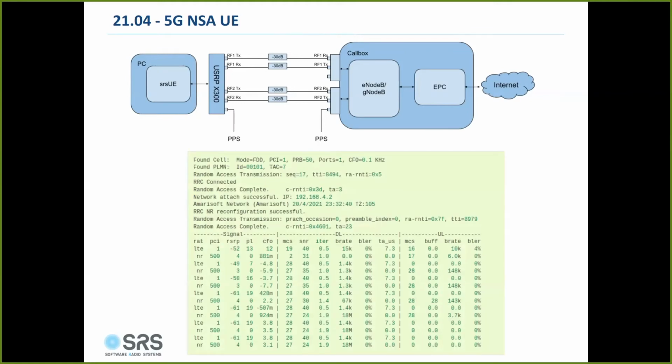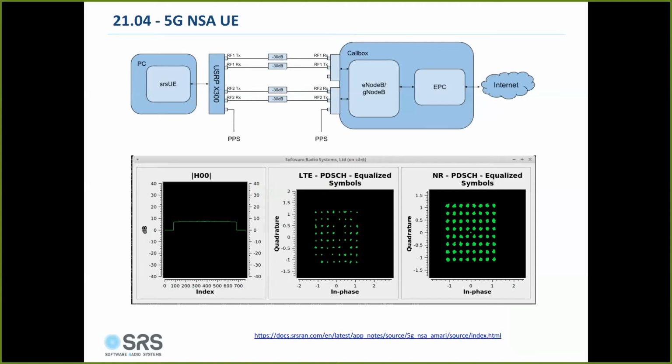This is a console trace from a test using the non-standalone mode UE against the call box. Stepping through, you can see the identification of the cell, random access on the 4G carrier, network attach, followed by secondary carrier activation. And in the console trace, you can see independent metrics for both the LTE and NR carriers. The solution also includes an optional graphical interface, and this is simply a graphical output of the constellation plots of the 4G PDSCH and the 5G PDSCH symbols.